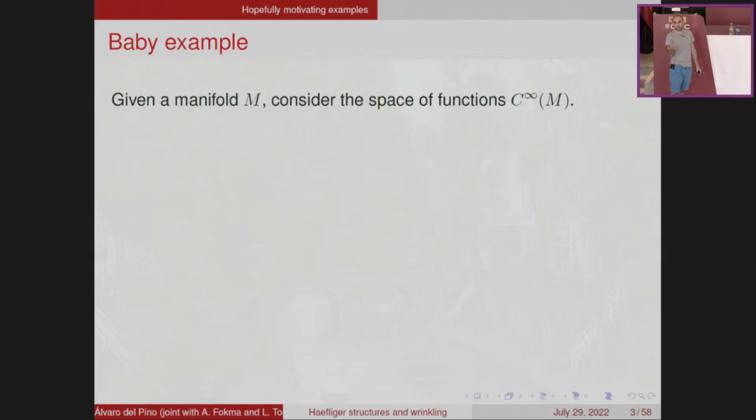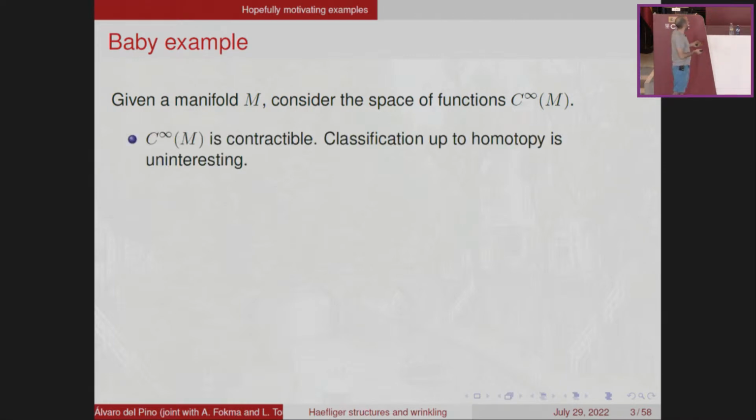And what does this mean? Well, it depends what I mean by classifying. First of all, I could say, I want to classify them up to homotopy. And I would just say, well, the space of functions on M is a topological vector space, say with the weak Whitney topology or something like this. And because it's a vector space, it's convex. So it's contractible. So everything is homotopic. So this is the end, right?